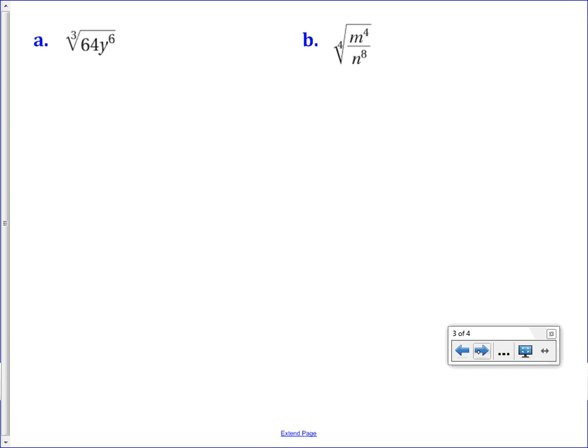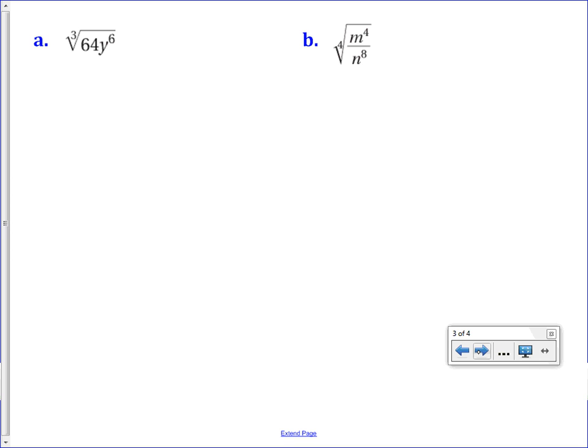Then we're going to apply some properties of roots. Okay? In letter A here, we're looking for the third root of 64y to the 6th. I like to think about that 3, that third root, as like a guard on the porch. And he's only going to let things come out of the house or out of the root symbol if they can come out as perfect cubes or in groups of 3.